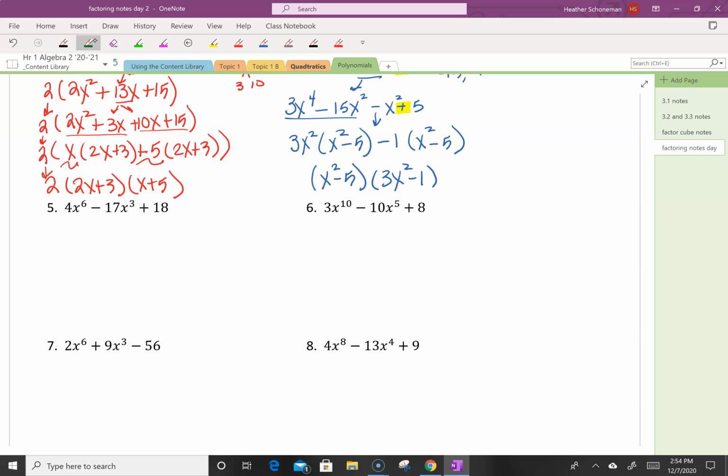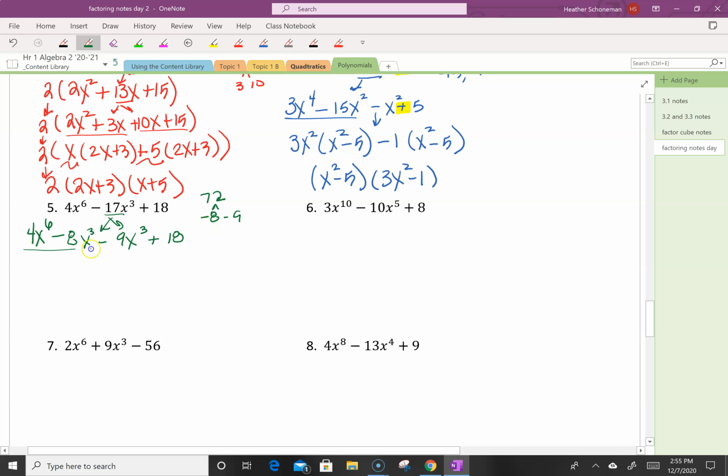All right, number 5, there's no greatest common factor, so the first thing I'm going to do is take 4 times 18, which would be 72. Now I need 2 numbers that multiply to 72 and add to 17, which would be negative 8 and negative 9. I'm going to rewrite this, so I have 4x to the 6th minus, now I got to split the 17, but now I'm going to write negative 8x to the 3rd minus 9x to the 3rd plus 18.